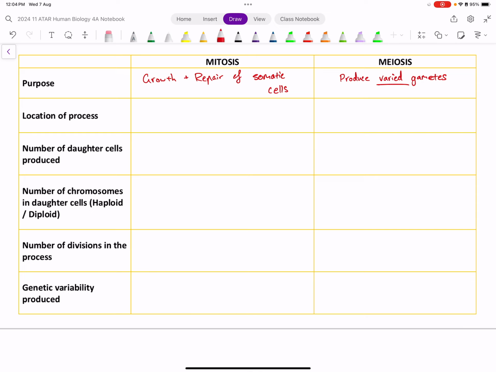When we talk about the location of that process, well, again, it is going to be very much in our body cells or our somatic cells with mitosis, but when we get to meiosis, it is purely going to be in our sex organs. So the location of meiosis is going to be for males and females in a slightly different spot. For males, it will be in the testes, and for females, it will be in the ovaries. We've explored this already, but the number of daughter cells produced at the end of mitosis is 2, and in meiosis, we have 4 cells.